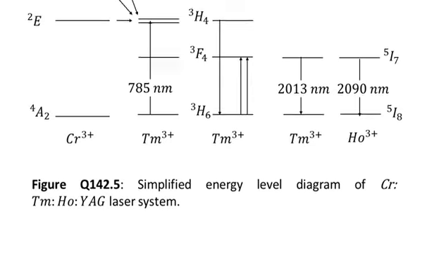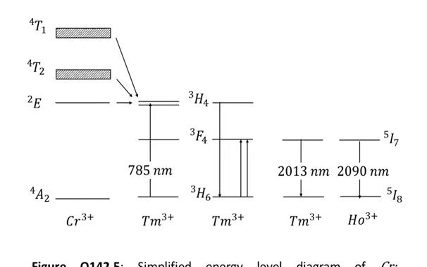So now let me show you the energy levels corresponding to the chromium ion. 4A2 is the ground state of the chromium ion, and the higher excited states are 2E, 4T2 and 4T1. So the pumping is done from the ground state 4A2 to the 4T1 and 4T2 absorption bands. And from there, the energy is transferred to the level 3H4.